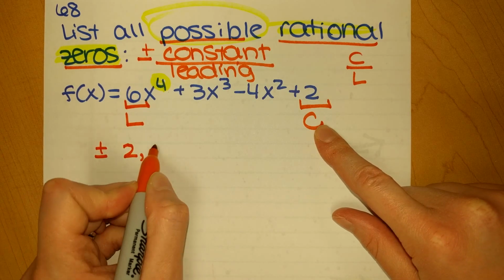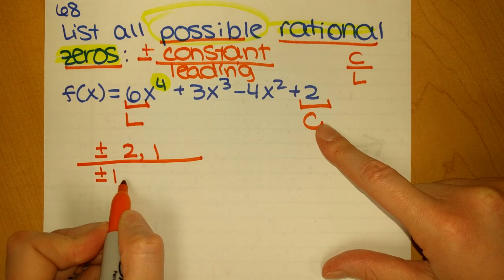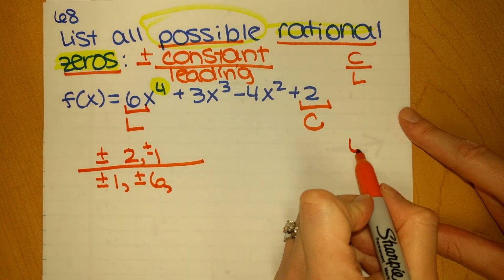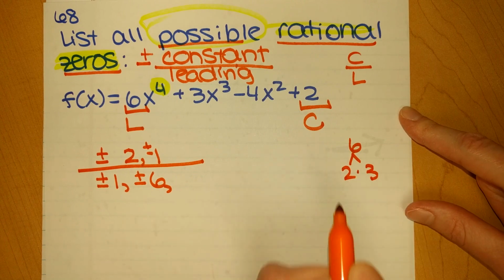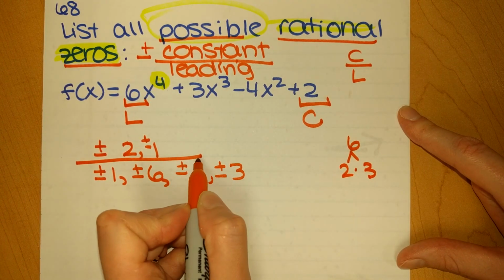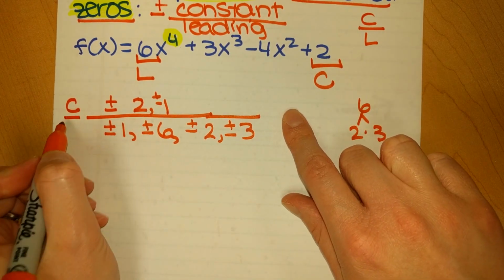So when I list this out, I'm going to be thinking about the factors of 2 first. So that's just 2 and 1. Over the factors of our leading term, which are going to be 1 and 6. And then 6 you can also break up into 2 and 3. So that's another combination. So we'll have plus or minus 2, plus or minus 3. Okay? Now, of course, our answer is not going to be in this form of C over L.